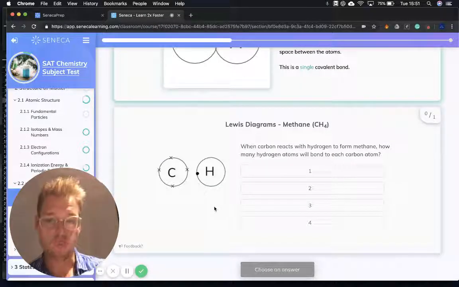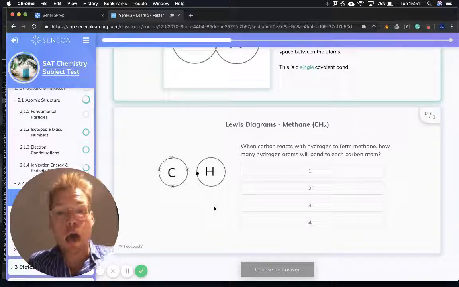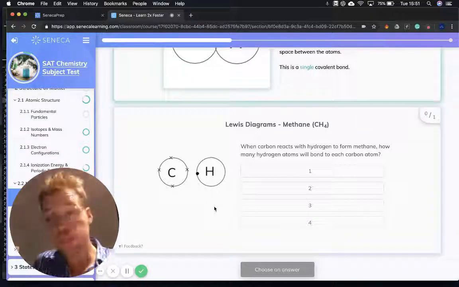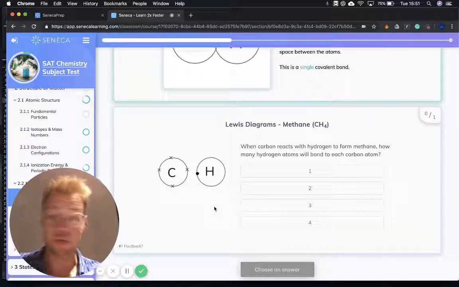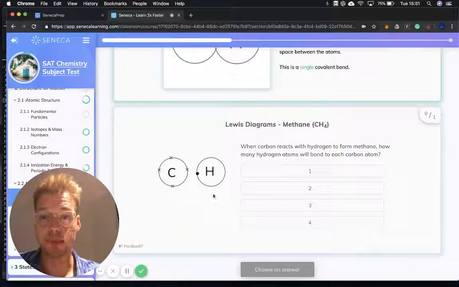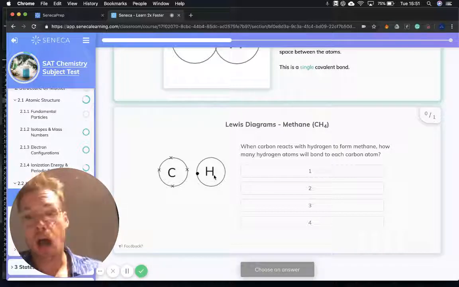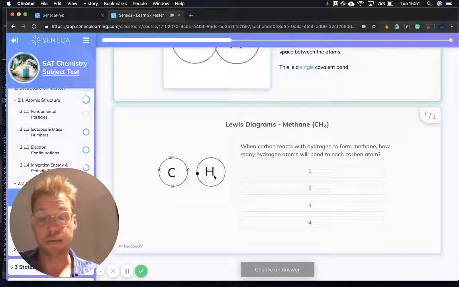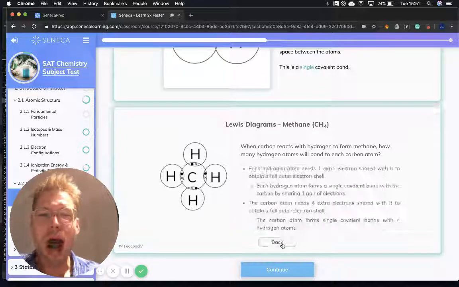Single. So when carbon reacts with hydrogen to form methane, how many hydrogen atoms will bond to each carbon? Carbon has 4 electrons in its outer shell, and it reacts with hydrogen. Hydrogen has 1 electron in its outer shell. So how many bonds is carbon going to need to make with hydrogen? Well, I'm glad you asked. Remember that octet rule? Carbon is going to need 4 more electrons to get a full outer shell, so it's going to form 4 single bonds with hydrogen. And then you get CH4.